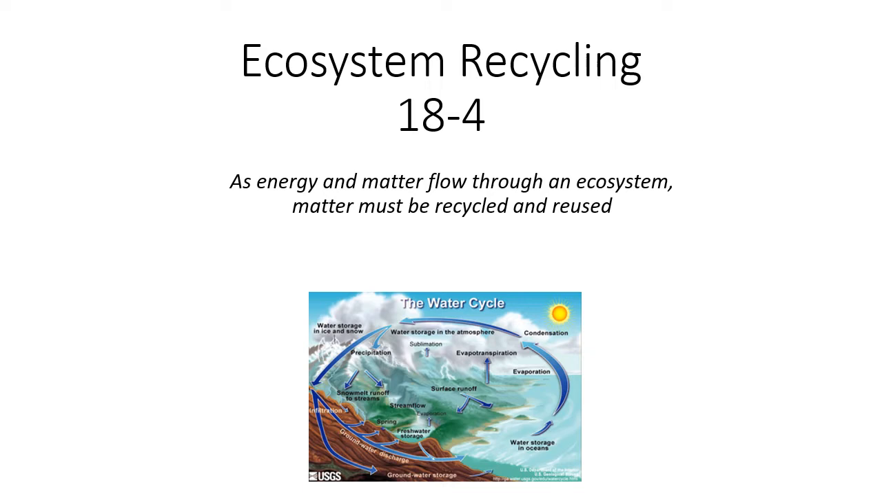As energy and matter flow through ecosystems, matter must be recycled and reused as well. So on this first slide, we have this lovely picture of the water cycle. With the water cycle, we can see how water goes from oceans to the sky and then back onto the ground and groundwater storage, stuck in the ice, and going down through our rivers. And pretty much everything is reused and recycled.